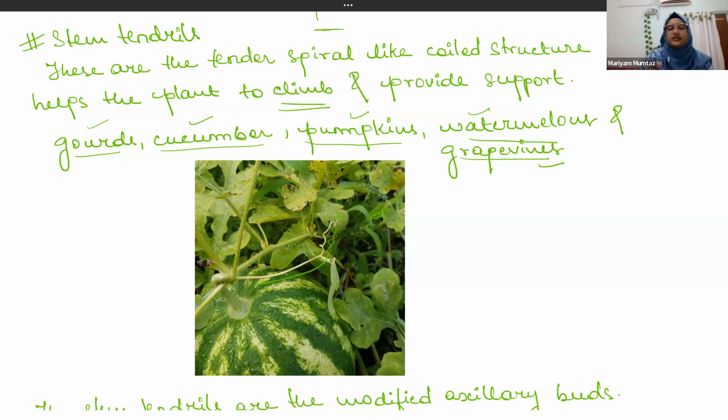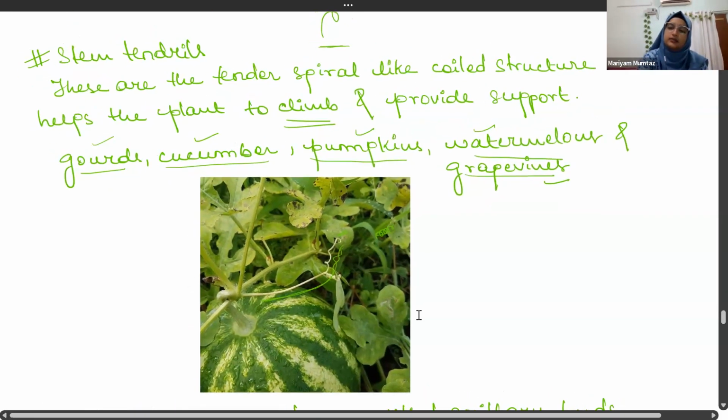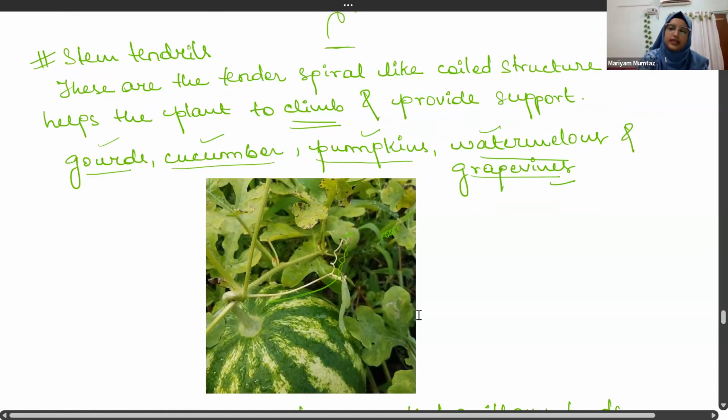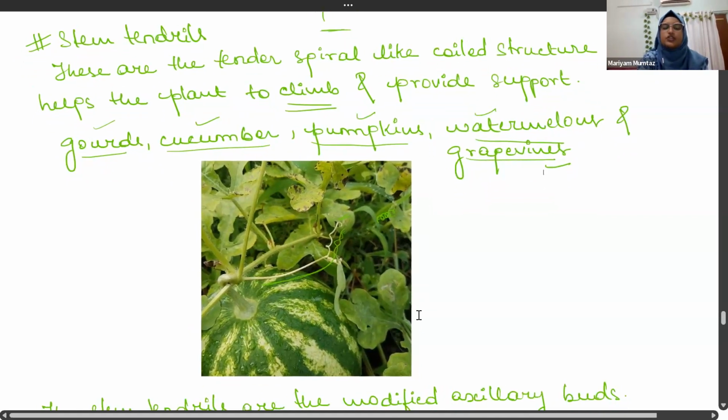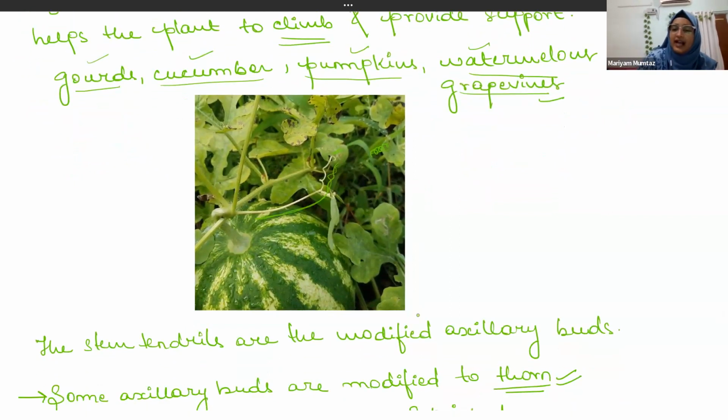Now, do you remember I told you about the axillary bud? They arose at the axil of the plant, isn't it? So the stem tendrils are the modified axillary bud. Axillary buds were present on the stem, right? It is a part of a stem. So the stem tendrils are the modification of axillary bud.